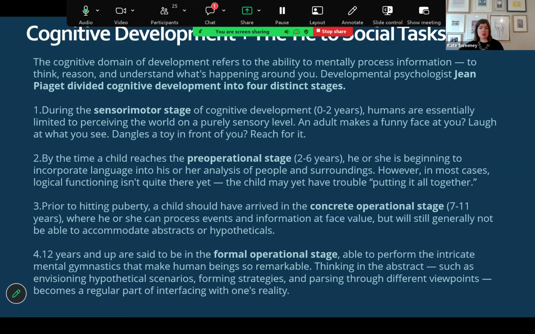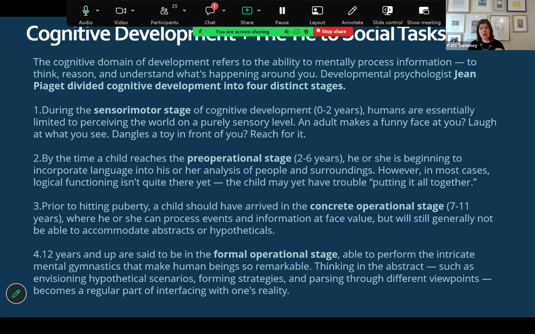Concrete operational stage is the early elementary school through elementary school age of 7 to 11 years old. This is before a child generally hits puberty, where he or she can process events and information at face value, but will still generally not be able to accommodate abstract or hypothetical thoughts. So a lot of skill is being built here around peer navigation. How do you predict or change your interactions based on something in the abstract or something hypothetical in front of you?